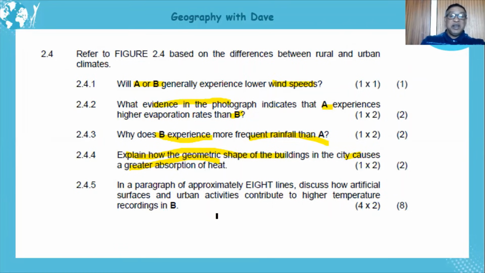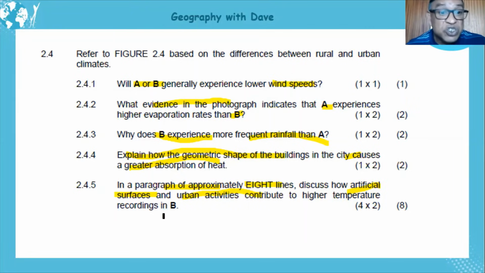Can you see it? Okay, I'm going to finish this, and I'm sorry, I'm going to use a little bit more of your data when you're watching this. I did rush a little bit through this, but I know when it gets over an hour, it's too long. All right, in a paragraph of approximately 8 lines, discuss how artificial surfaces and urban activities contribute to higher temperatures.